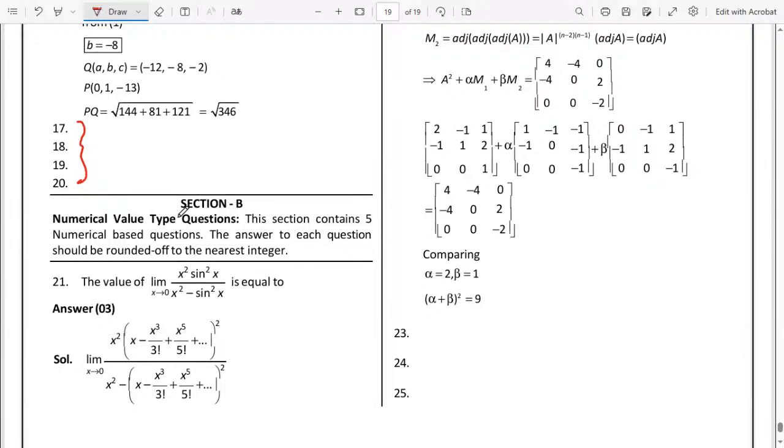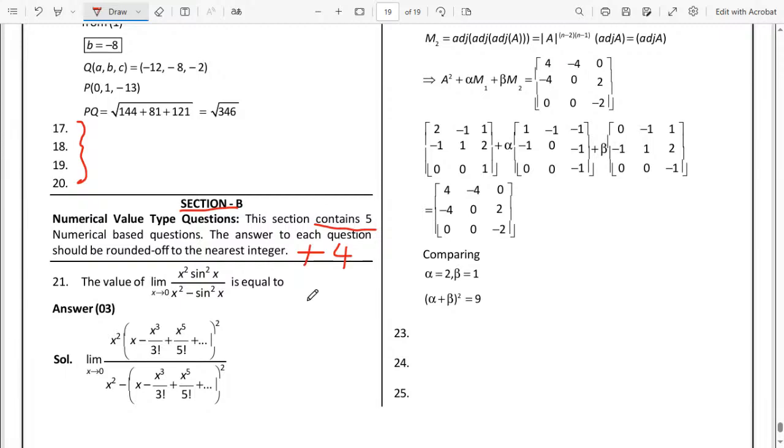Let us see section B of Mathematics JEE Mains 2026 6th April morning shift question paper. Dear students, section B contains 5 numerical based questions. That means the answer must be a numerical number. You have to enter the number only. There will be no options given for these 5 questions. Yes, students, let us see the questions.